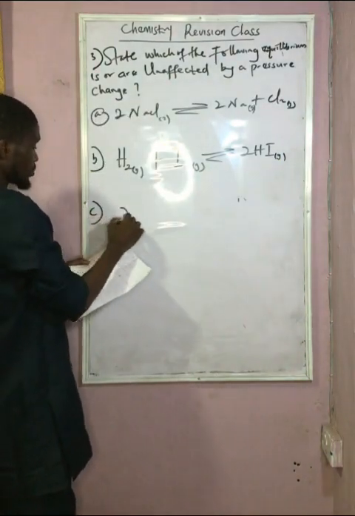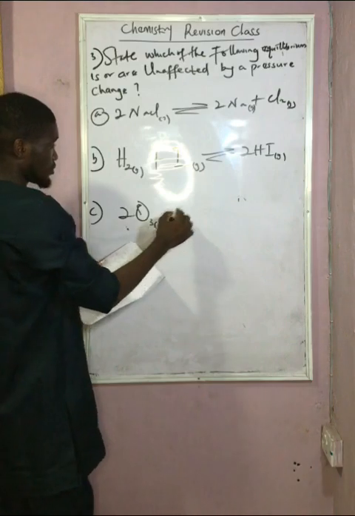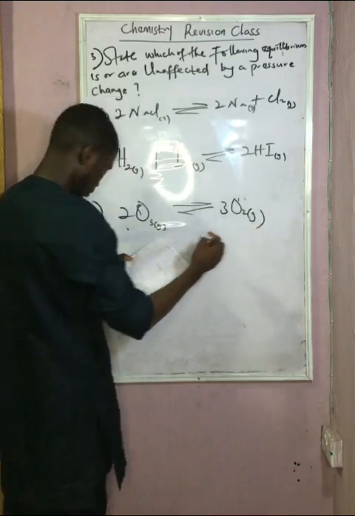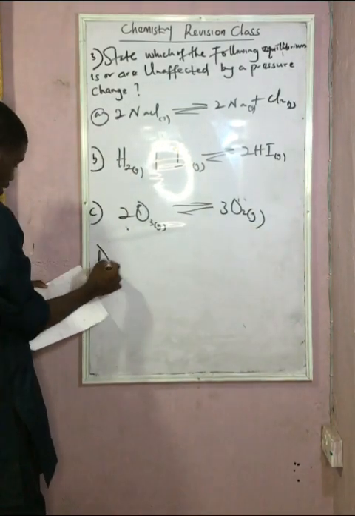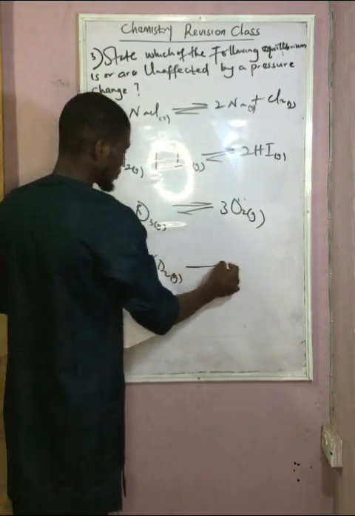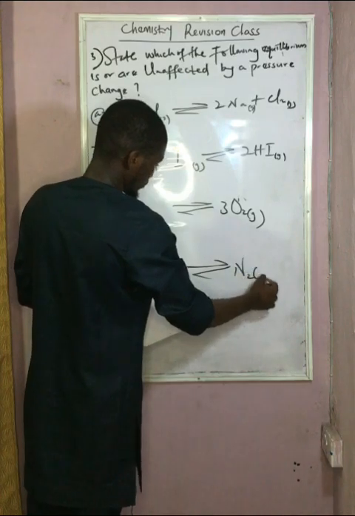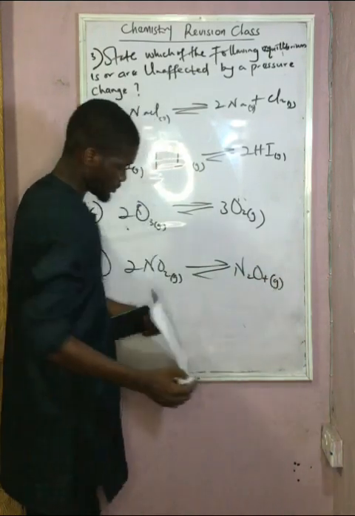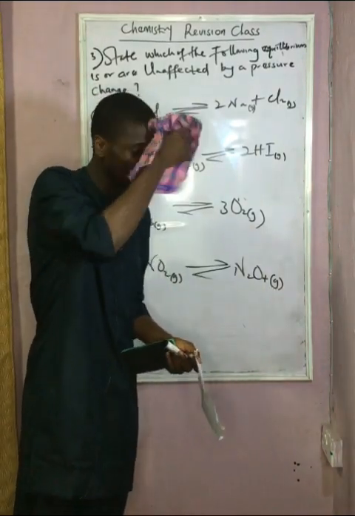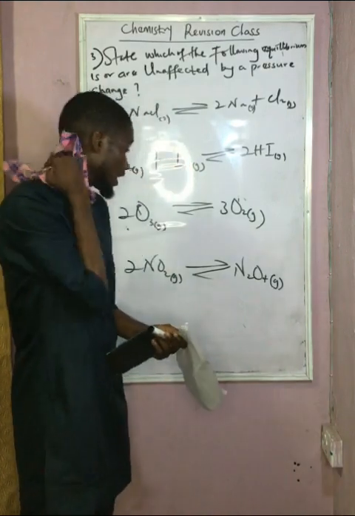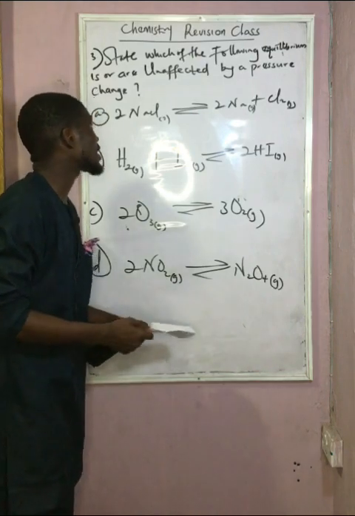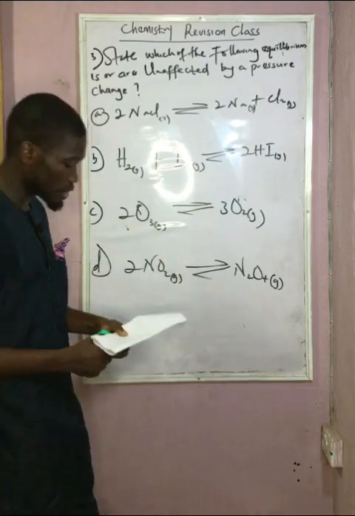C, D, we have 2 mole of nitrogen oxide. So looking at the question on the board, this question is under chemical equilibrium, and for this kind of question, it is stated that unaffected by a pressure change.